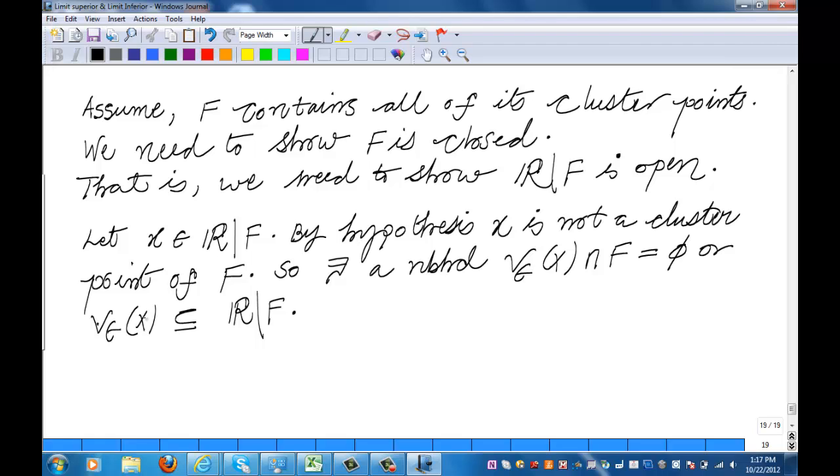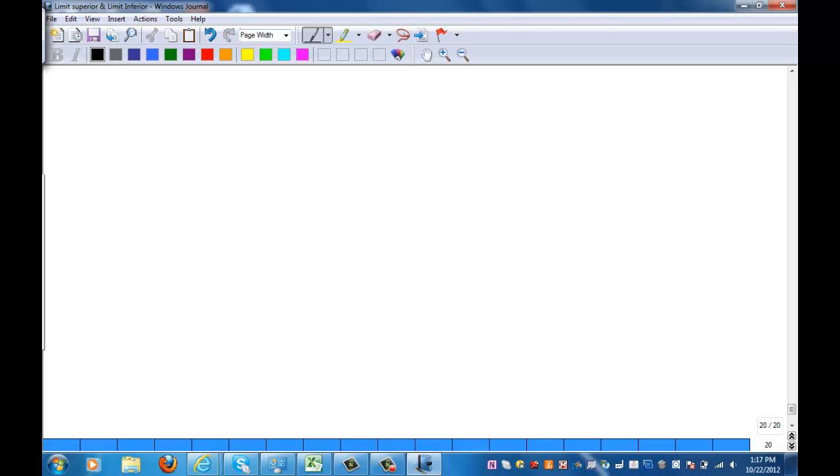So that shows that R minus F is open, because we took X to be an arbitrary point there. So this is open, and that finishes the proof. Any questions, anyone? All right, so let me move on to another theorem.